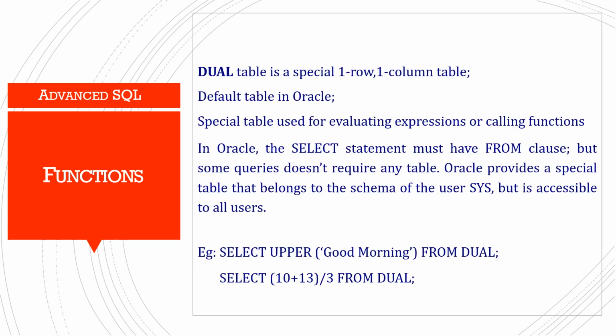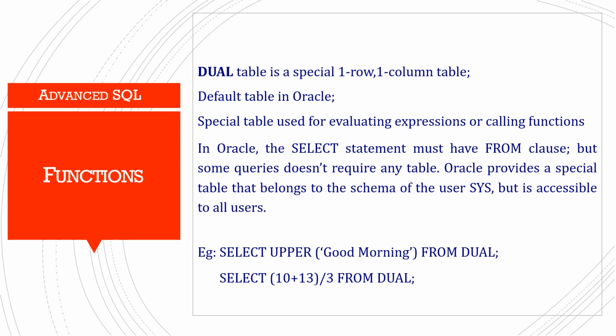Now let us discuss a special table used in Oracle for evaluating expressions or calling functions. That is the dual table. It is a special one-row, one-column table, and it is a default table in Oracle. In Oracle, a select statement must have a from clause. In the from clause, we have to specify the table list.